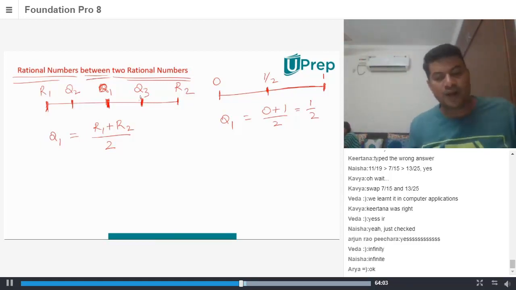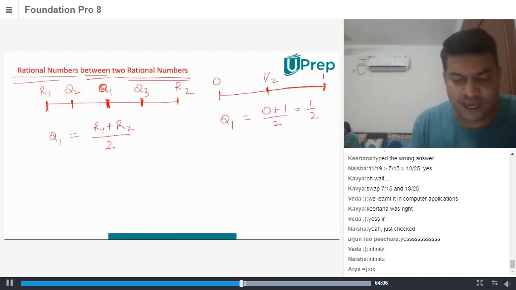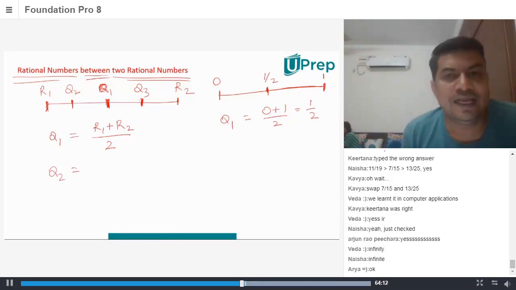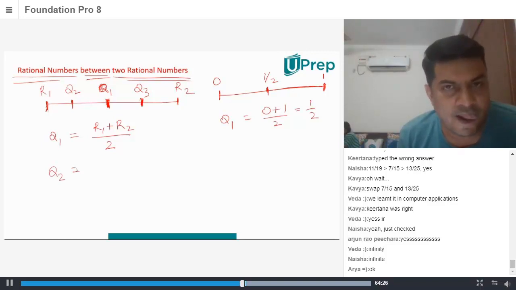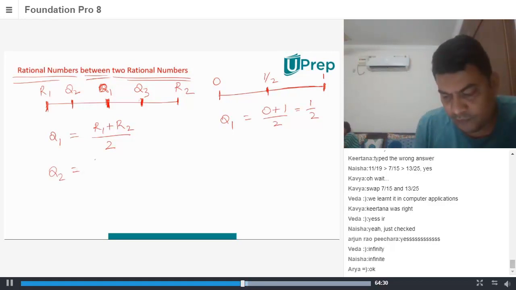Now where is Q2? Q2 is between R1 and Q1. So how do I calculate Q2? Can anyone tell me how I can calculate Q2? Anyone in the class? How do I get Q2? I'm using the mean method, the average mean method. Anyone? Yes, Q2 is R1 plus Q1 divided by 2. Wonderful. It should be R1 plus Q1 by 2.